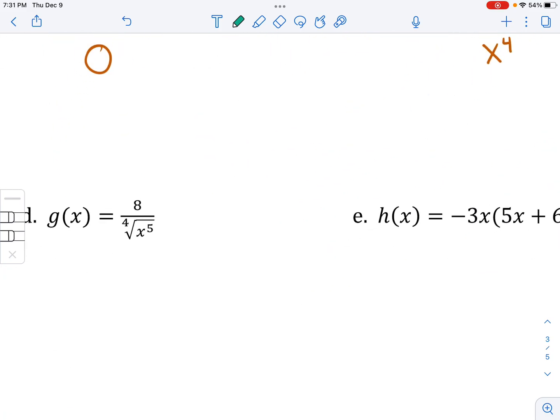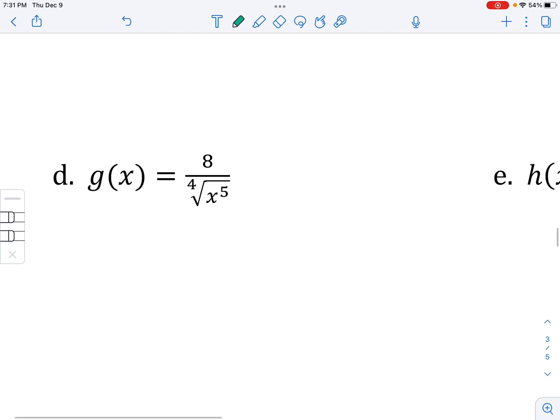Okay. So there's lots of ways to do question D. You can think about it as a fraction, or another nice way to think about this might be to rewrite this one as a fractional exponent. Index always goes in the denominator, exponent always goes in the numerator, and I'm going to adjust this and make it negative by bringing this up to the top.